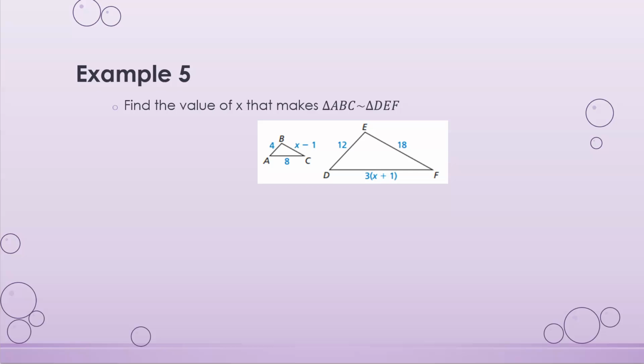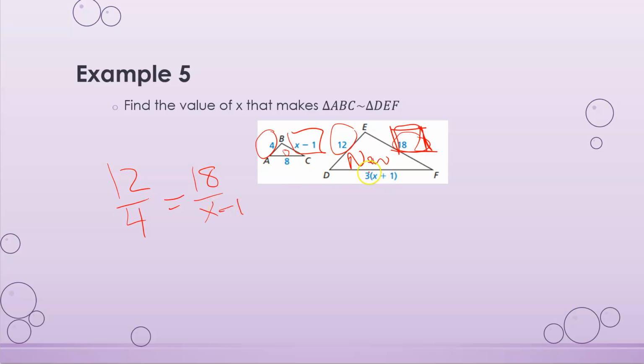On this example, it wants me to find the value that makes the two triangles similar. So I have 4 and 12. I'll just say this one's my old and this one is my new. So I'm going to have 12 over 4 for my first ratio. Then I'm going to have this side, I'm going to make it with a box since I don't know how to change my pen color. So I'm going to have 18 over x minus 1.